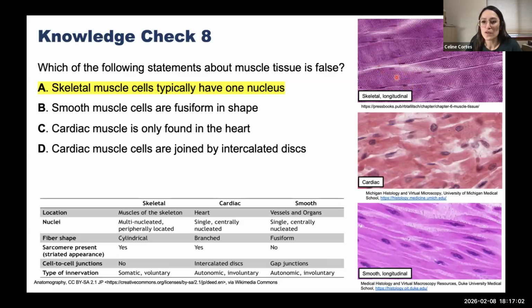And this has to do with the fact that the actin and myosin molecules are arranged in a specific pattern, and they're arranged in sarcomeres. So those little filaments that you may have learned about before, but this really just has to do with the arrangement of actin and myosin filaments within a muscle cell.